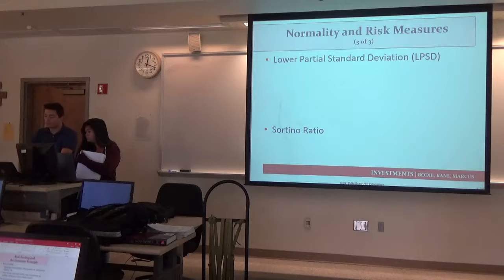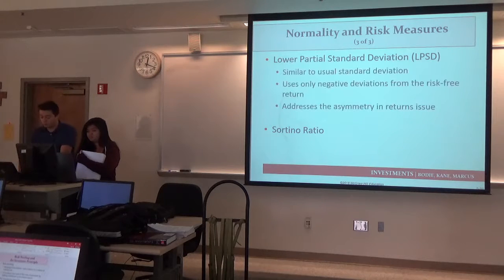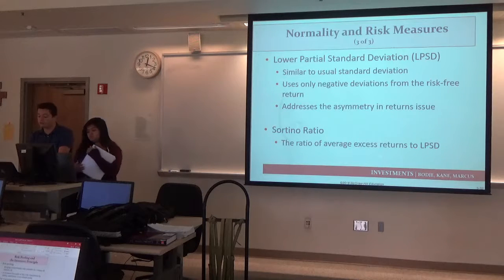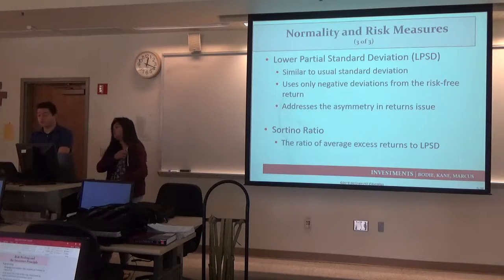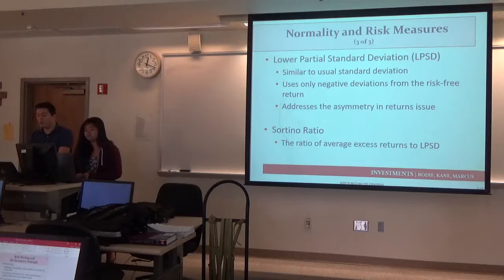So, normality and risk measures. LPSD is lower partial standard deviation, similar to the usual standard deviation. However, it only uses the negative deviations from the risk-free return. It addresses the asymmetry in return issue. The Sortino ratio is the ratio of average excess returns to LPSD.